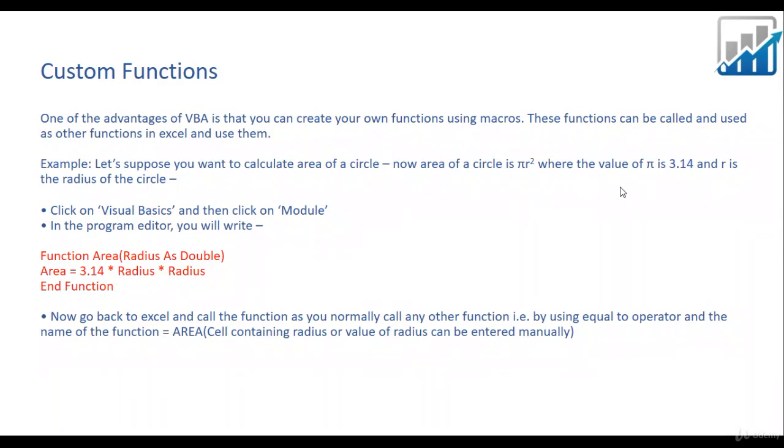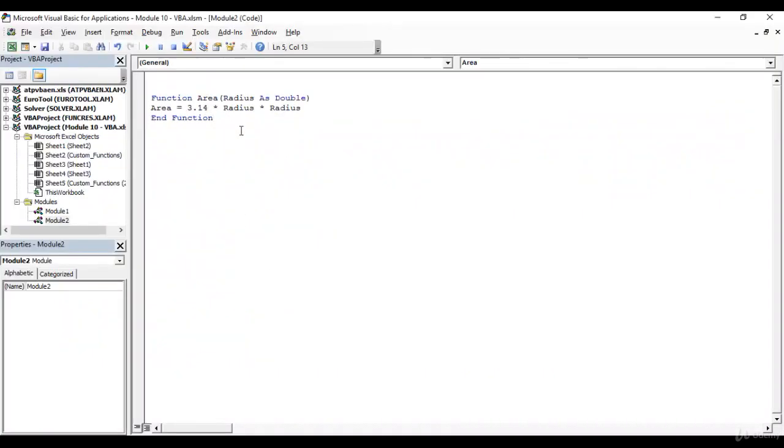The area, as you know, is pi r square. So pi has the value of 3.14 and then r squared, so basically radius into radius. So this is 3.14 into radius into radius, and then we are ending the function. So we've written the function syntax over here. Now let's go back to our Excel.